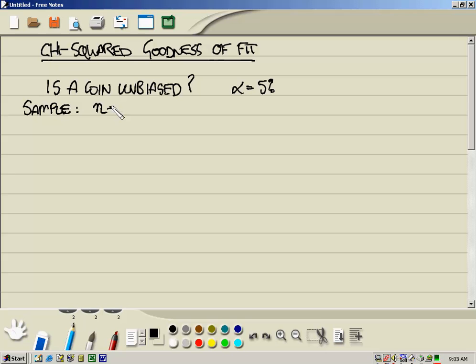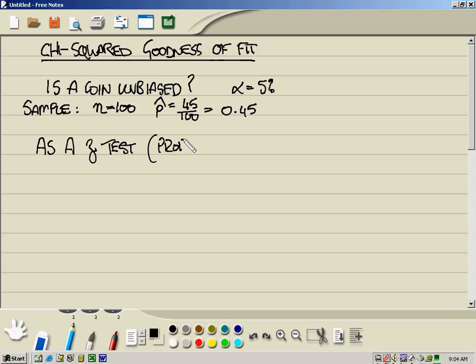let's say that we toss a coin 100 times, and out of 100 tosses, let's say that we get 45 heads. Alright, so the sample proportion of heads is 0.45. Alright, so first we're going to do this as a z-test. Alright, or if you like, proportions. One sample, two tail.